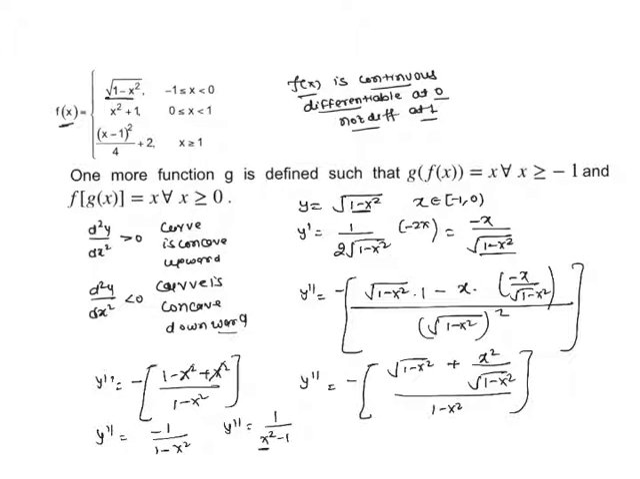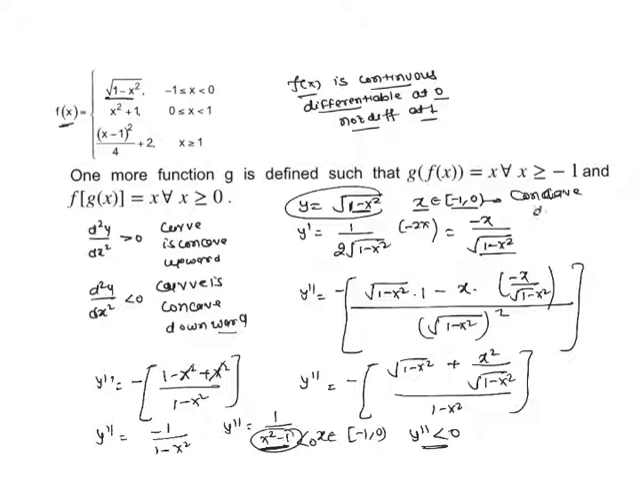We know x belongs to minus 1 to 0, and x square minus 1 is less than 0. So we can say y double dash will come less than 0. That means y equals to root over 1 minus x square in the interval x belongs to minus 1 to 0 is concave downward. So this is concave downward.